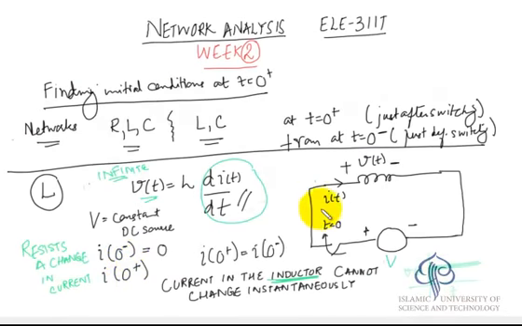So from the property of the inductor, it is clear that I(0-) has to be equal to I(0+), because the excitation does not contain an impulse or any derivative of the impulse. That's how we write it.